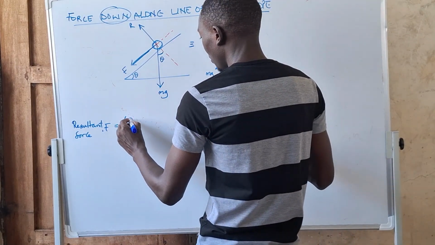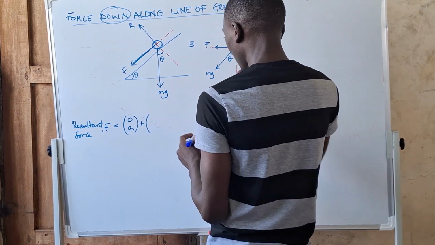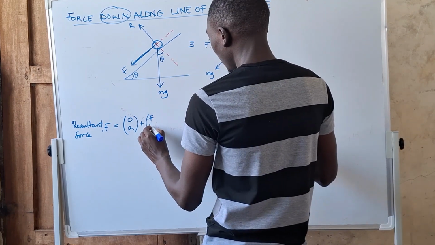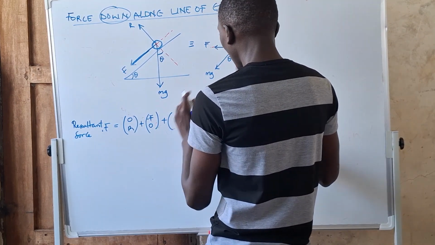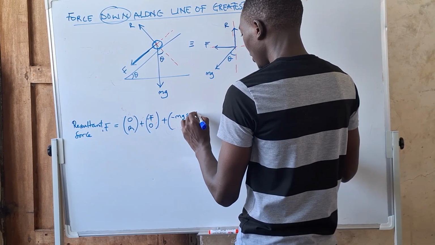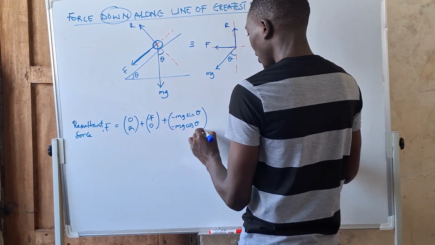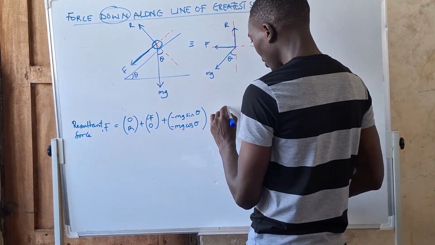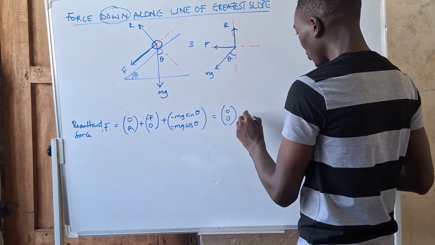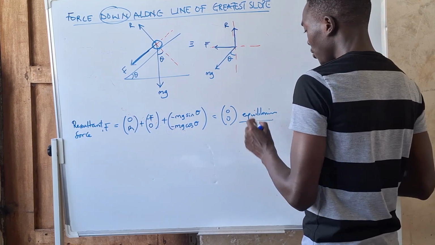For the resultant force, you can start with R. It's purely vertical, so this is (0, R). Then we have F, which you take as negative F because of that direction, giving (-F, 0). Plus the weight components: minus mg sine theta, minus mg cos theta. Now, if the body is in equilibrium, we equate to (0, 0). Please don't forget that this happens only if the body is in equilibrium.